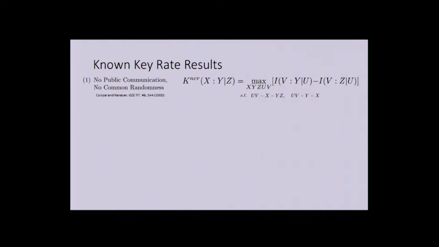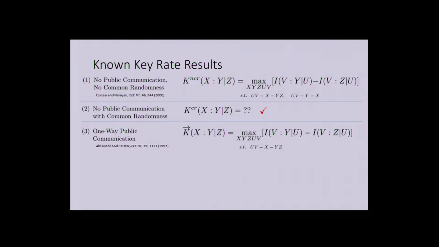Let's quickly review some known results on the capacity here. The first, when there's no communication and no common randomness, is a formula given in a paper by Csiszár and Narayan in 2000. Actually, they don't consider it in this particular form. This is implicit in one of their results. You see that it's given as a maximization over auxiliary variables that satisfy these Markov chain conditions.